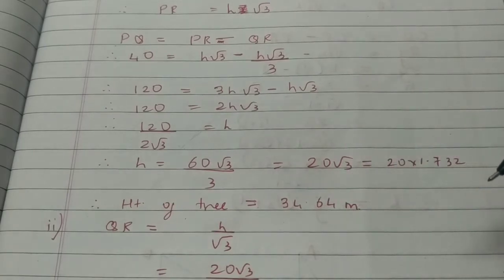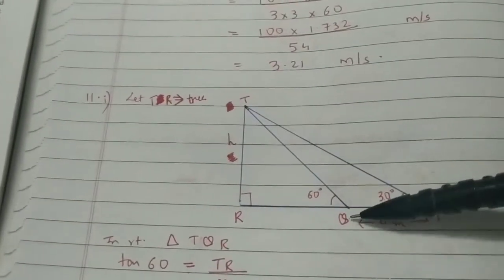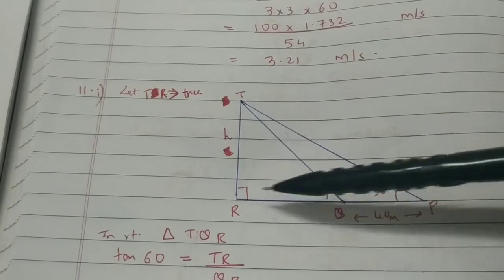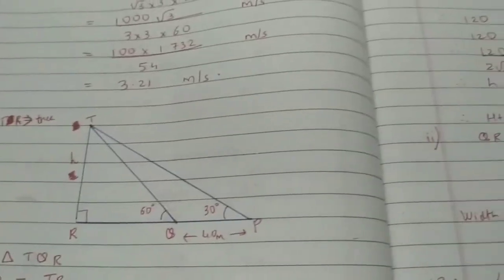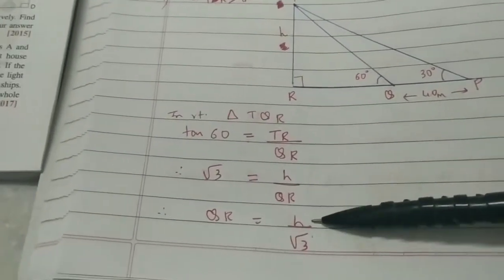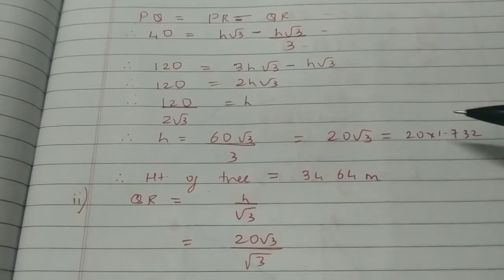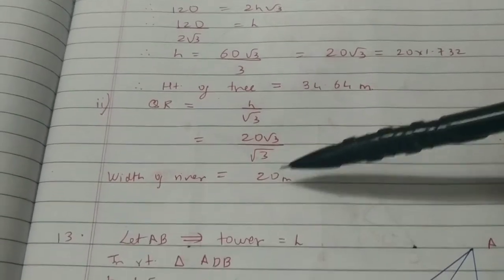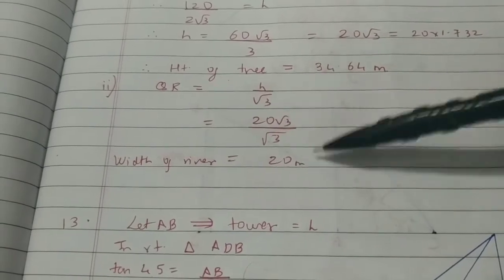But they've also asked for the width of the river. Now if you remember, you were at the bank of the river and the tree was on the other side of the river. So QR is the width of the river. How do I find QR? QR, if you remember, was nothing but h upon root 3. But h value, again, don't use a decimal value, use the root 3 value, because root 3 will cancel, and you'll find the width of the river as 20 meters.